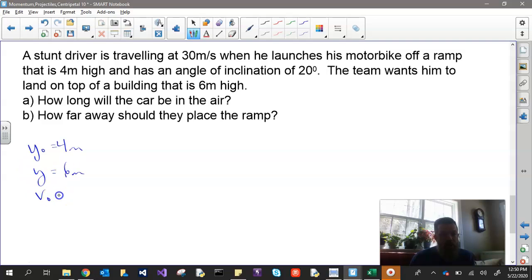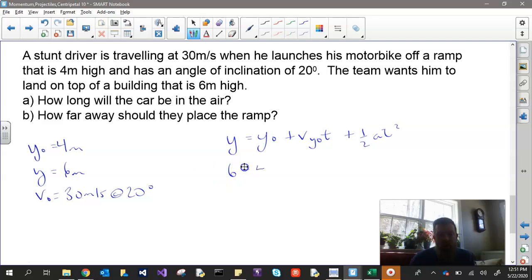Our initial velocity, 30 meters per second at 20 degrees. So it's the same scenario from the last question. I've changed it to a bike and you're jumping onto a building. The same thing, we want to know the time of flight, so we use the same formula again: V(y)0 times the time plus 1/2 at squared. By now you should be knowing where these numbers come from.